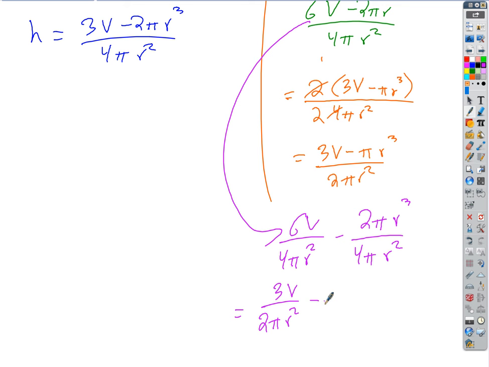Now over here, there's a lot of stuff going on. 2 over 4 reduces to, thank you, sorry. You got mail. So the 2 over 4 reduces to 1 over 2. What about the pi's?